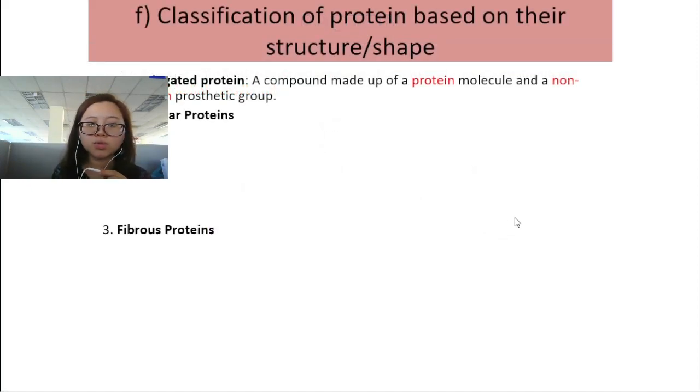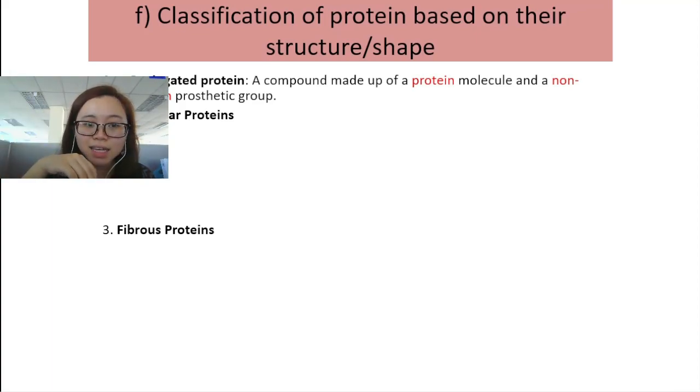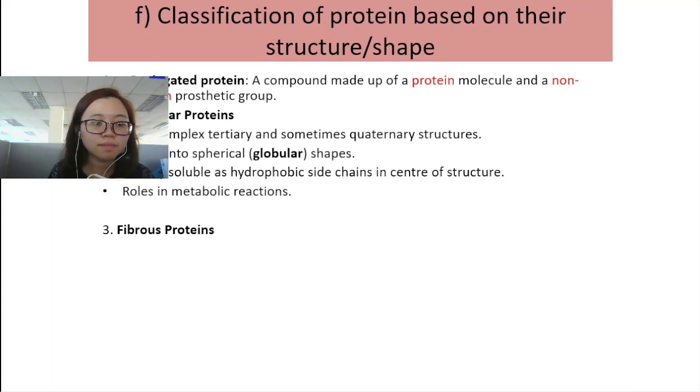Okay, moving on to the next segment. In this next segment, we are talking about the classification of protein based on their structure or shape. We can classify proteins into three main groups. The first is conjugated protein, which is a compound made up of a protein molecule and a non-protein prosthetic group. The second is globular proteins. Globular proteins have complex tertiary and sometimes quaternary structures. They can be folded into spherical or globular shapes.